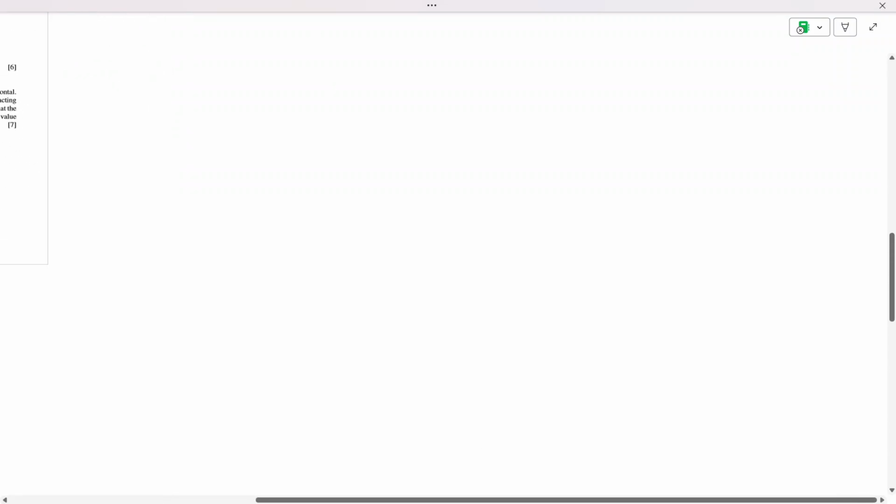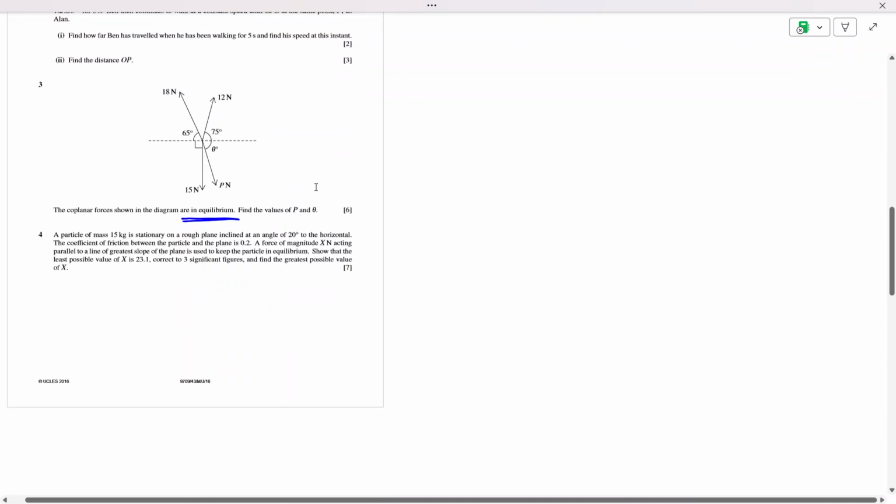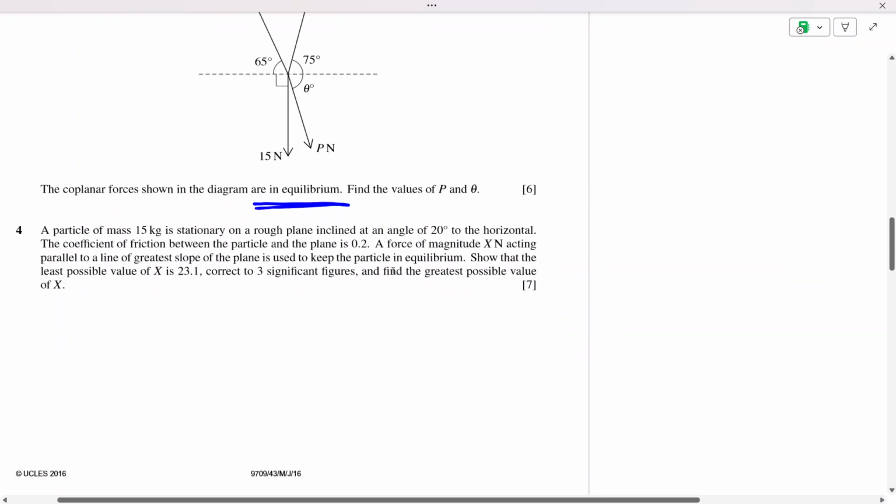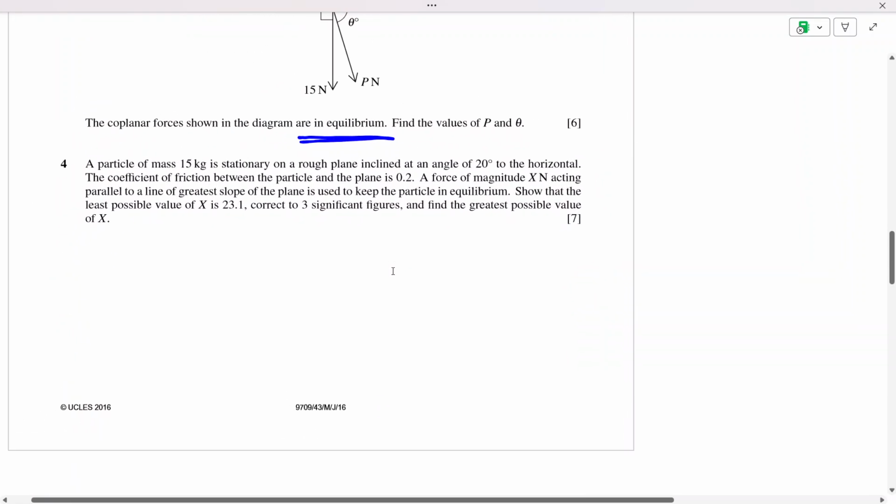Okay. Question 4 reads: the particle of mass 15 kg is stationary on a rough inclined plane at an angle of 20 degrees to the horizontal. The coefficient of friction between the particle and the plane is 0.2. The force of magnitude x acting parallel to the line of greatest slope of the plane is used to keep the particle in equilibrium. Show that the least possible value of x is 23.1, correct to 3 significant figures. Find the greatest possible value of x.